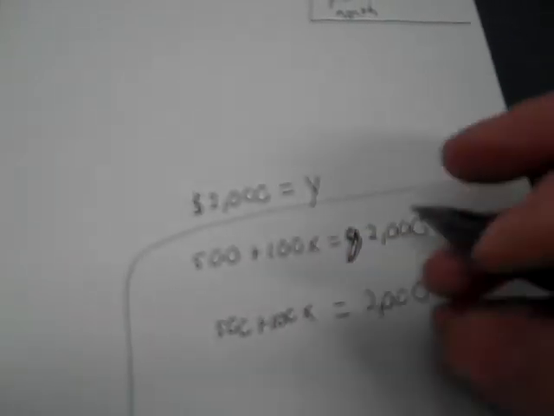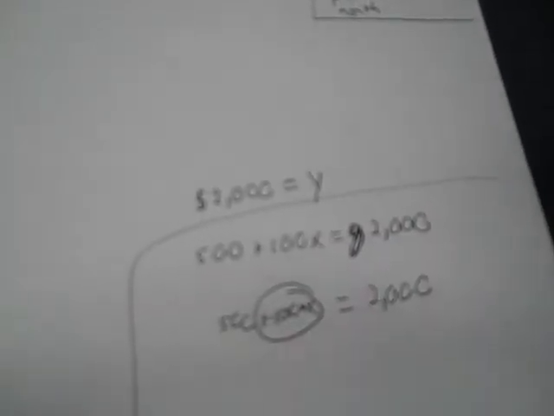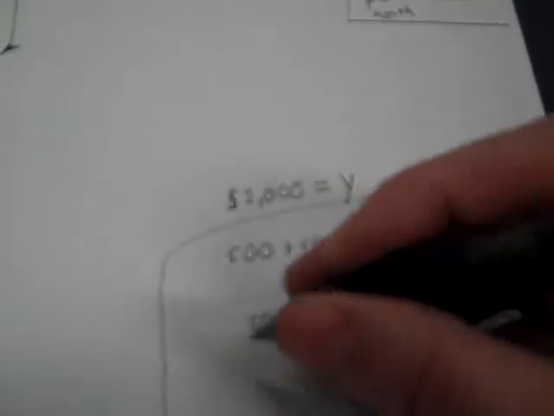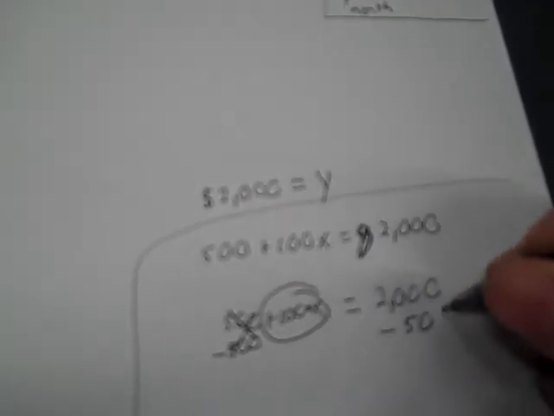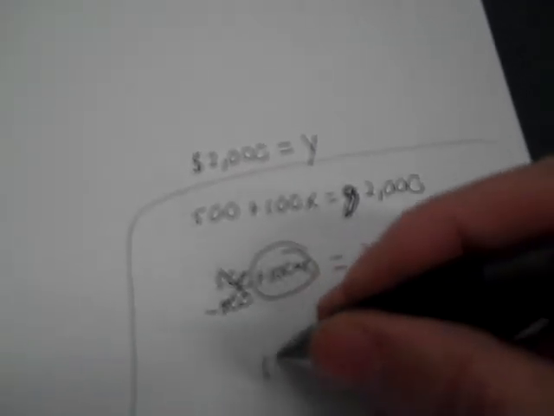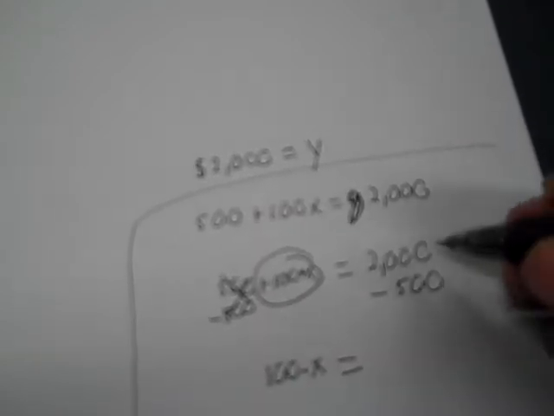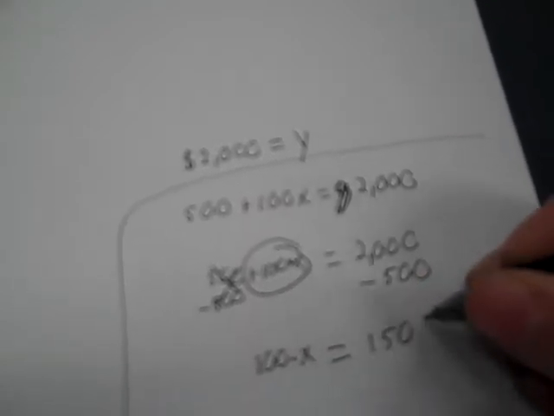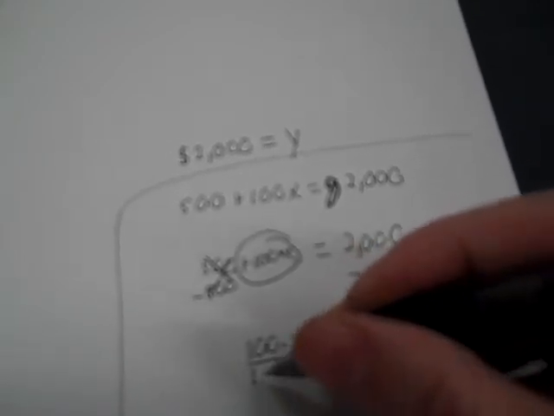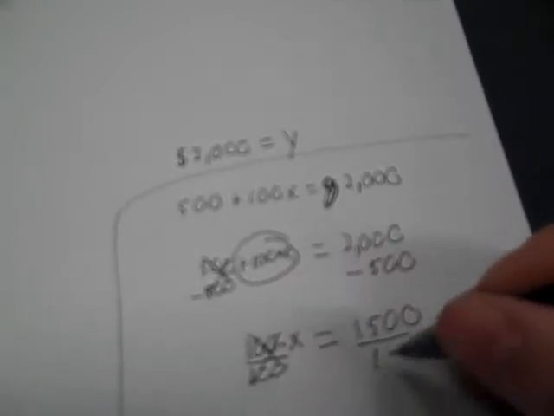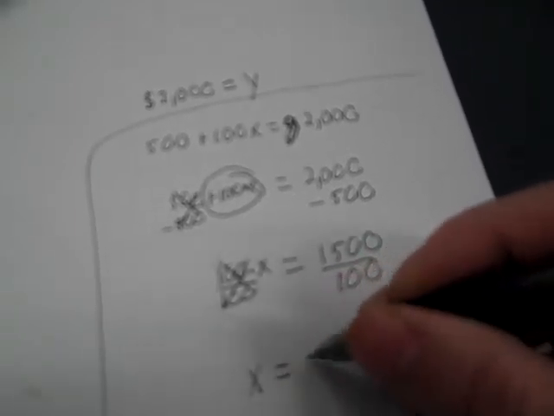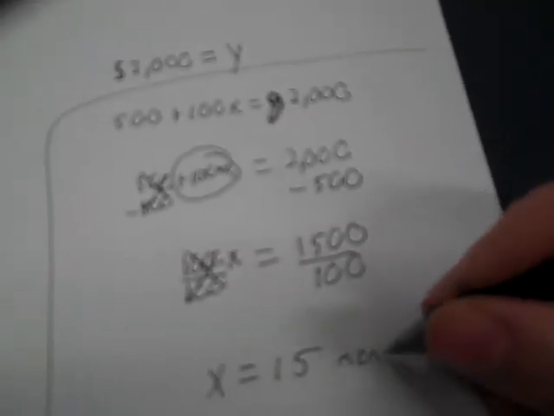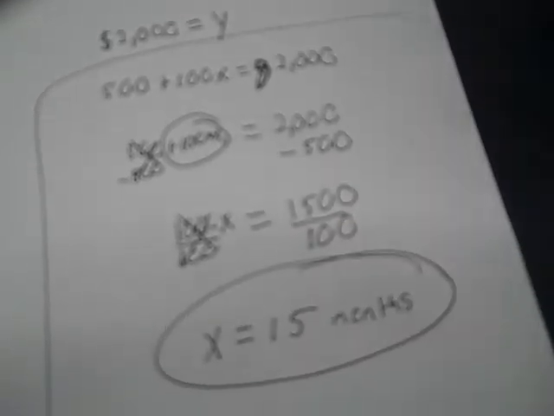Well, I need to isolate the x, so I dot it and circle it. And I need to get rid of 500, so I subtract 500. So I have 100x, and that gives me 1,500. And then I divide by 100. And 1,500 divided by 100 is 15. So x is 15, and x is months, so it is 15 months before I can afford the $2,000 item.